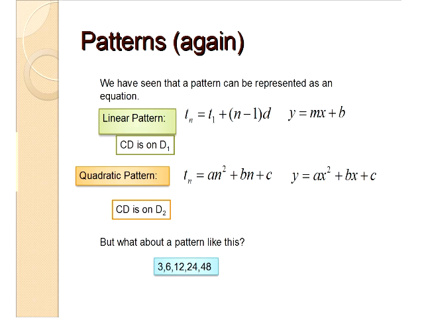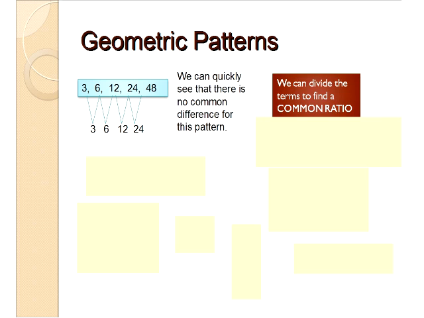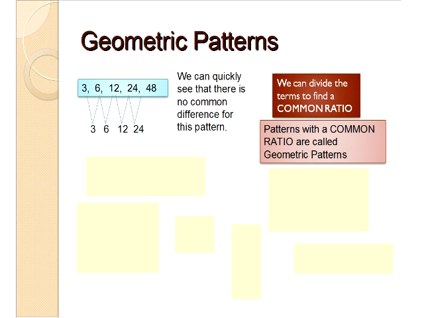But if we had a pattern like this, 3, 6, 12, 24, 48, well, if you go to try and find a common difference, you'll get the exact same values that you had inside your pattern. But of course, just because there's no common difference doesn't mean there's not a pattern. What we see here is that there's a common ratio. We can divide these out and get a common ratio, and that means that this is called a geometric pattern.